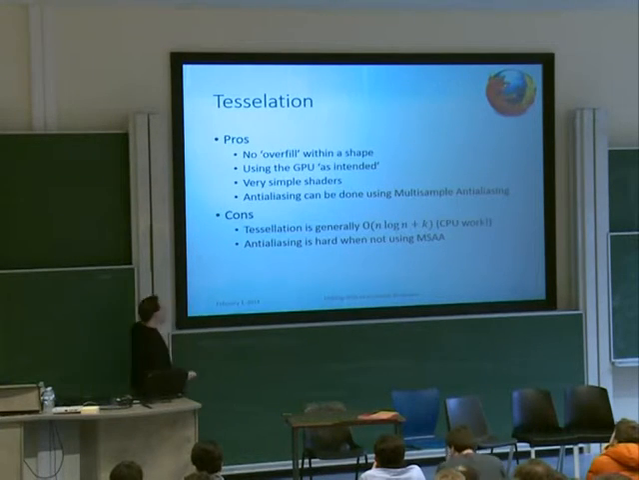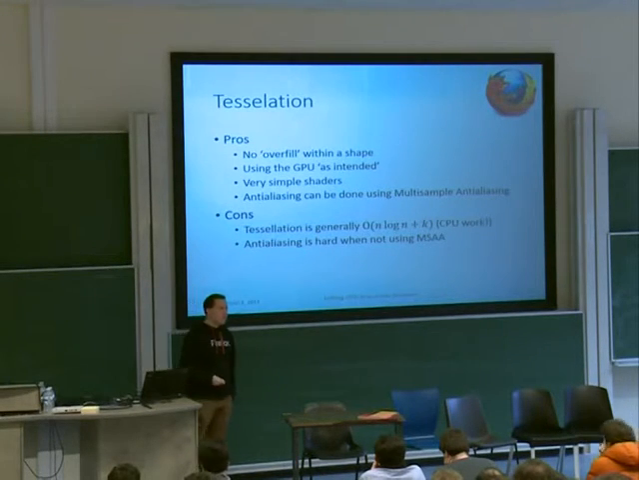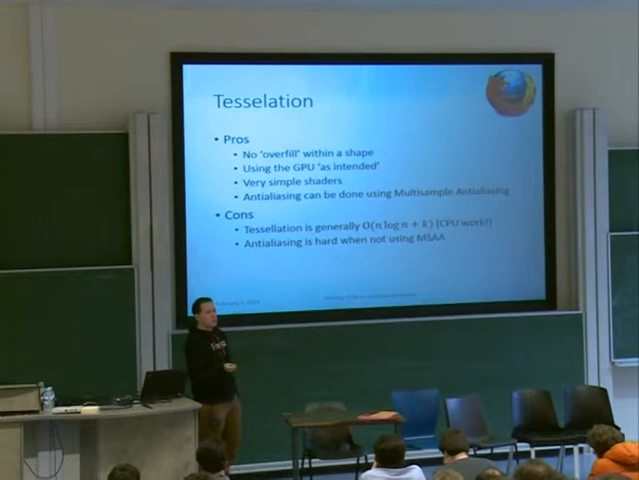Now, the downsides are that tessellation is hard. And generally the very best algorithms are O(n log n + k), where k is the number of cell intersections that something has, and n is the number of line segments that your shape is subdivided into.